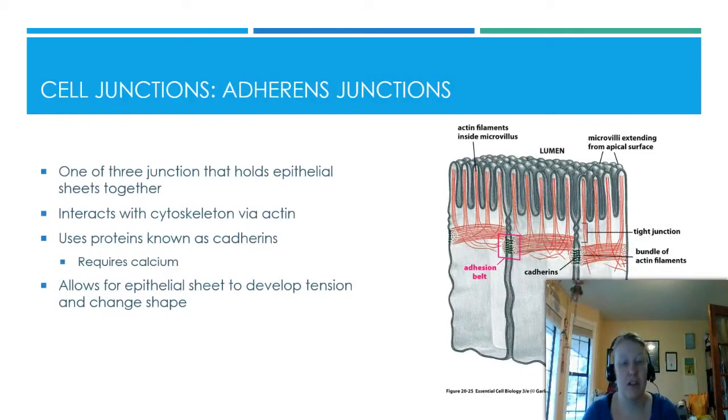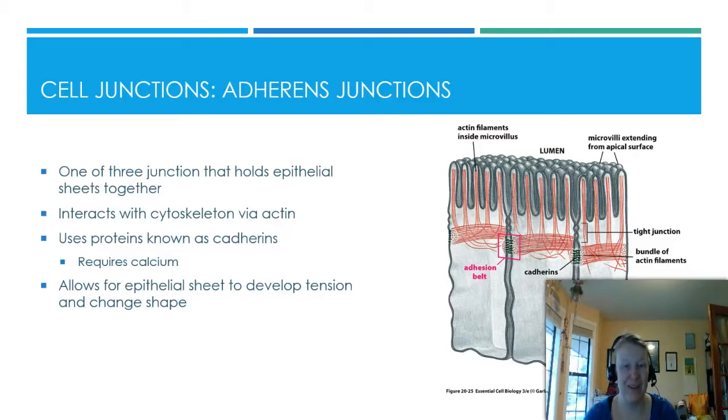Our next cell junction is adherens junctions, and this is one of the three junctions that's going to hold the epithelial sheets together. We're going to talk about the other two in just a second. This cell junction interacts with the cytoskeleton via actin, and you can see these adherens junctions between the cells, and what that does is it holds them together, this bundle of actin fiber, and it uses these actin fibers to help really keep those structures together.